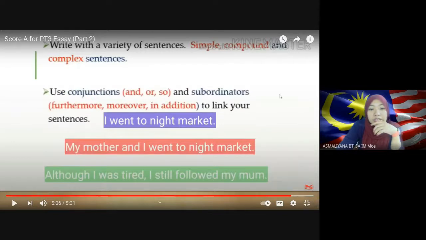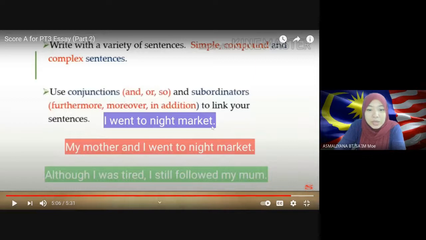Use conjunctions. Ini penting juga. Use conjunctions to make sure that your writing flows really well. Use conjunctions and also subordinators. Furthermore, moreover, in addition, in conclusion, to start with, to link your sentences.